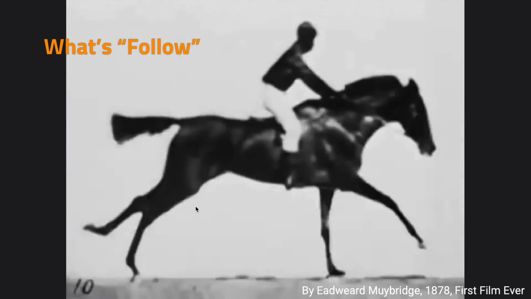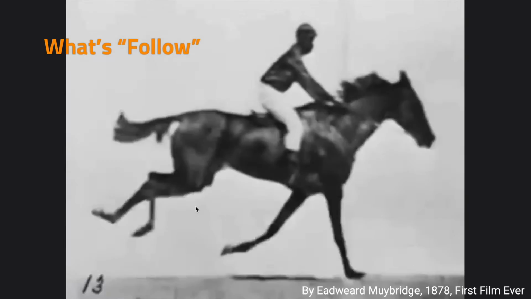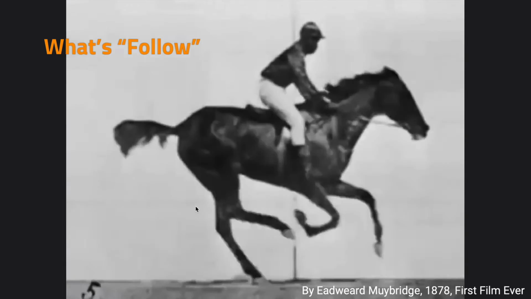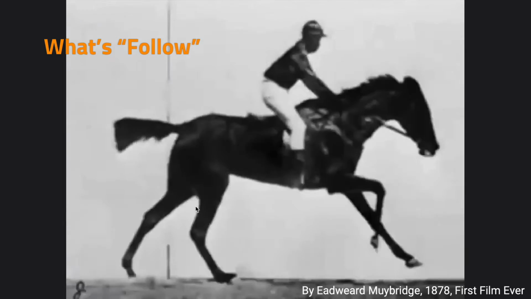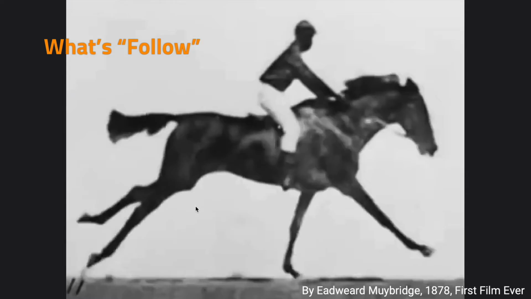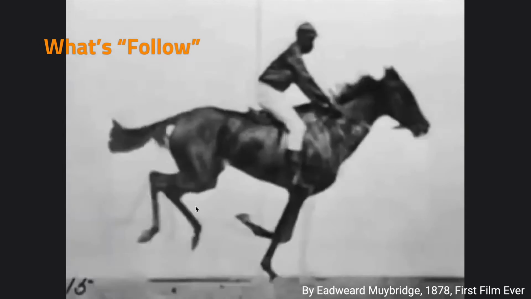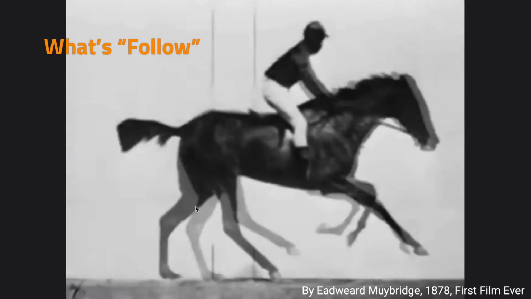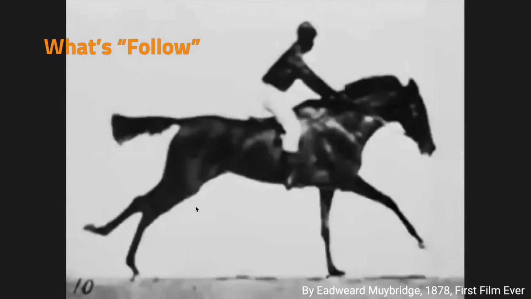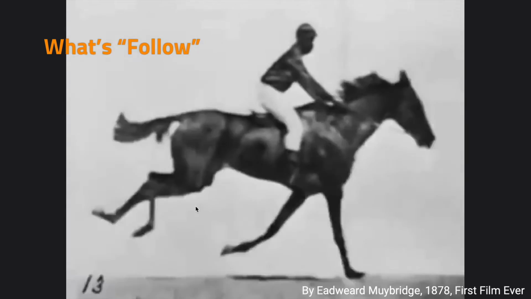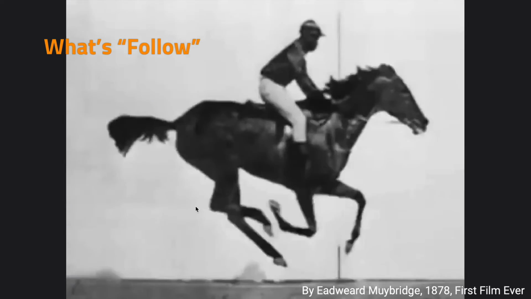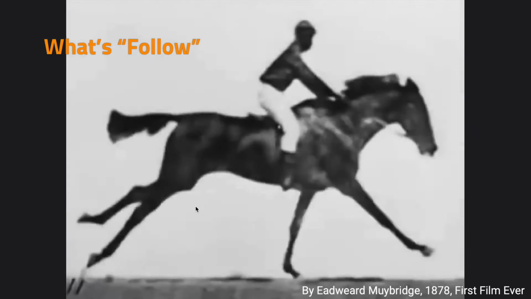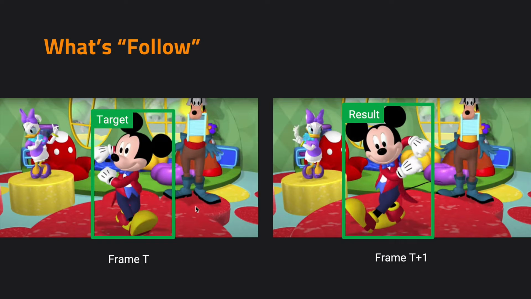It's actually an interesting fact that the first film ever is about tracking a horse, and it's actually for scientific purpose. We are always curious about whether at any time the forelegs of the horse are all above the ground, and this tracking of the horse by the first film actually answered that question. And in computer vision, we basically mean the same thing. We want to track our object of interest across the videos.